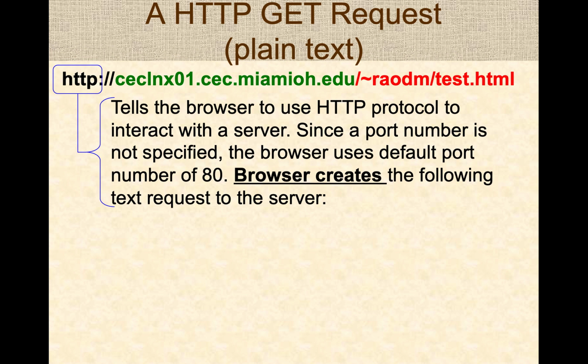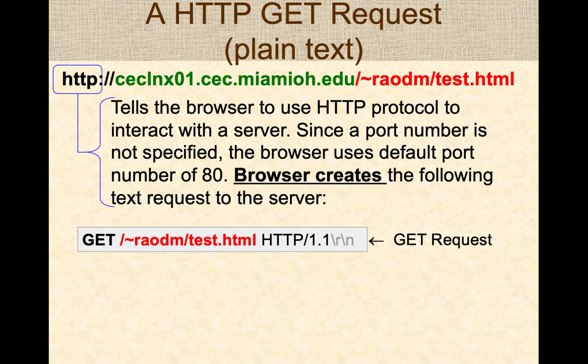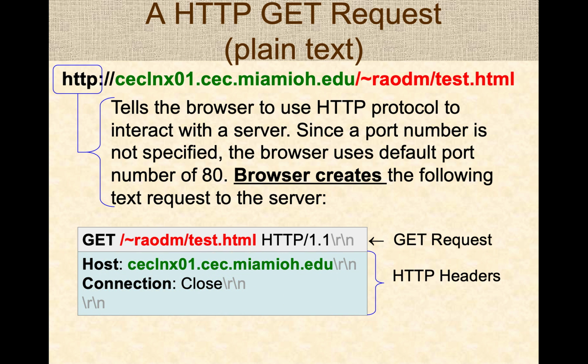Recollect that given a URL, a web browser basically looks at the URL. Here the HTTP protocol is to be used, and the browser looks at this URL and creates multiple lines of request to the server. The first line is called the GET request, which essentially has the URL or the path that is requested by the user. Then the web browser also includes the host information as specified by the user and some connection details.